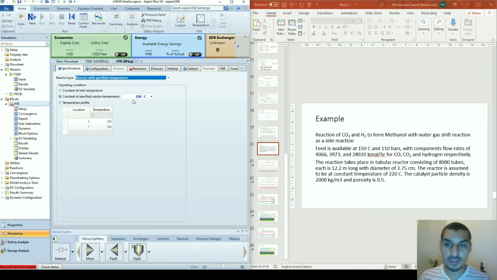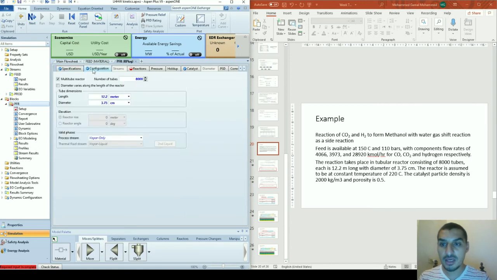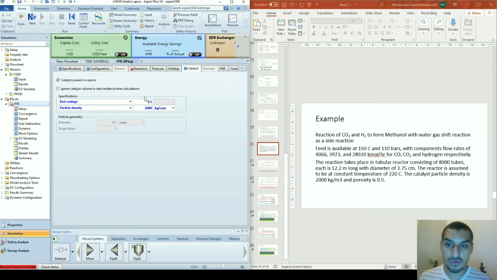So it's a specified temperature of 220, and it is multitubular with 8,000 tubes, 12.2 meters long each, and the diameter of each 3.75. It's vapor phase. And for the catalyst, I put the information that I know for the voidage and the particle density. So I have everything that we mentioned in the previous video of the PFR.